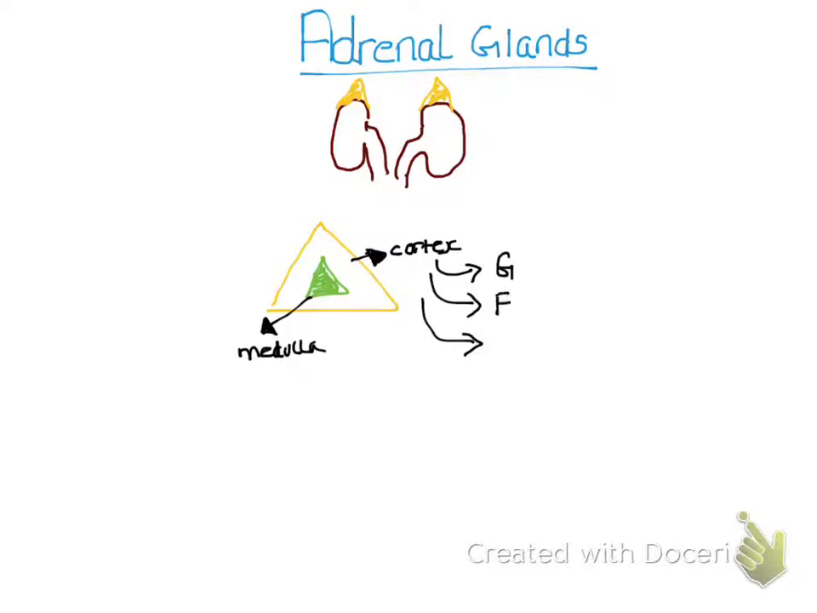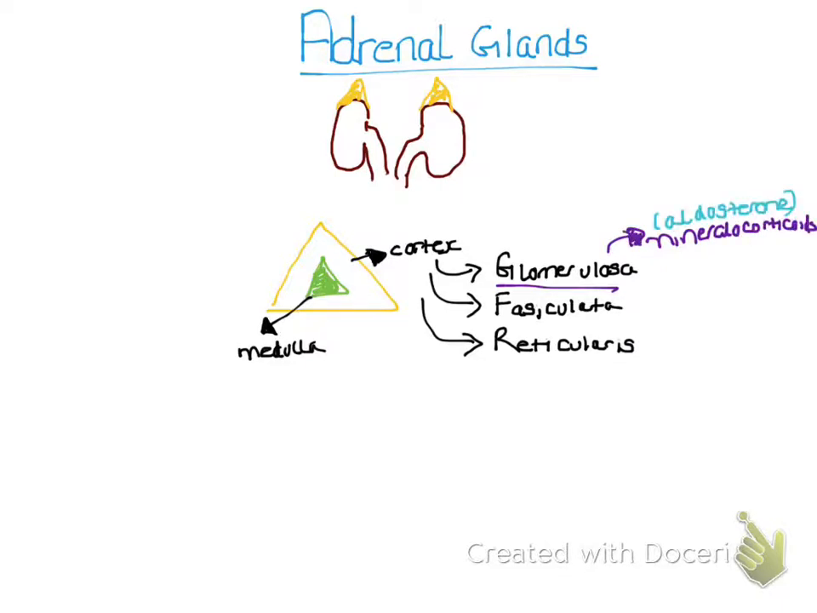G, F, R. So G stands for zona glomerulosa, F stands for zona fasciculata, and R stands for zona reticularis. Zona glomerulosa produces mineralocorticoids. An example of this would be aldosterone.